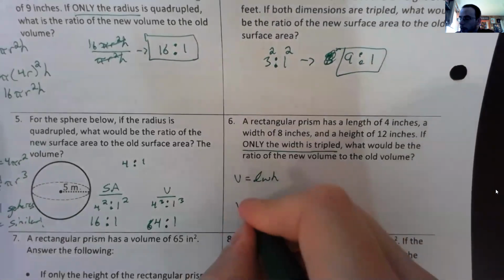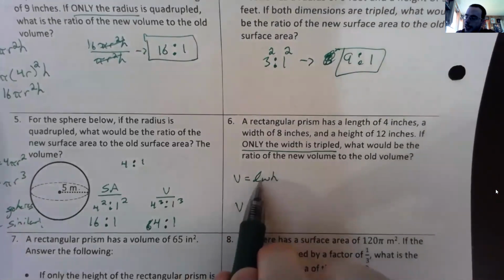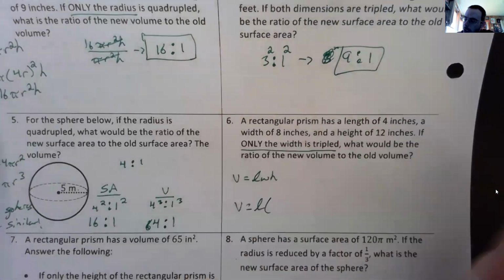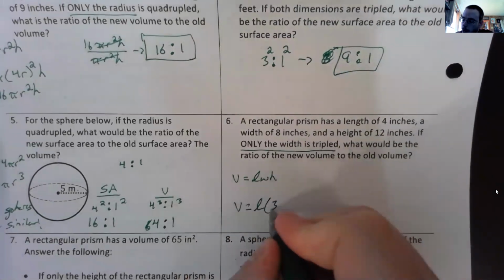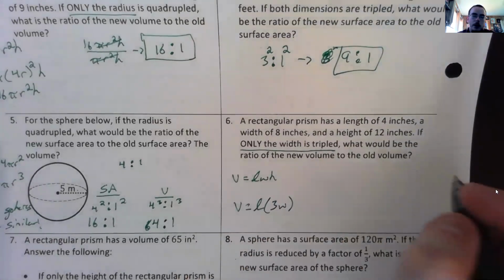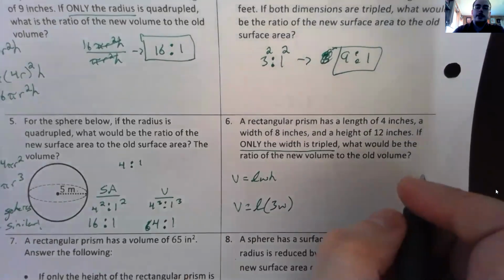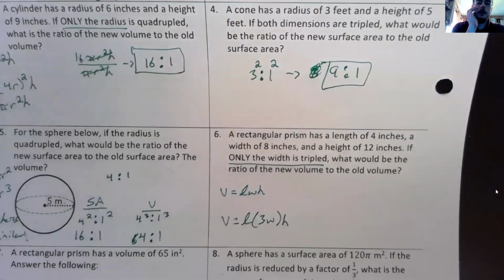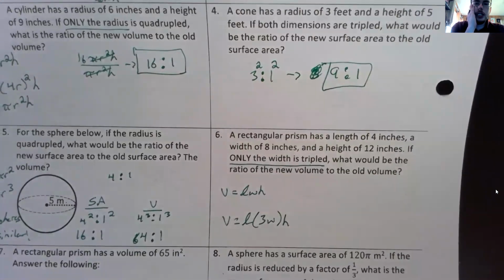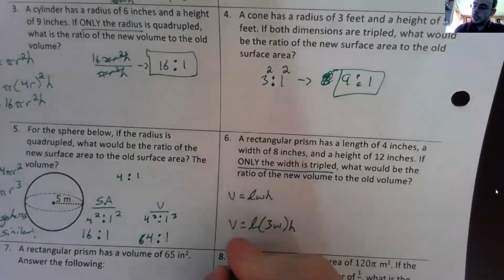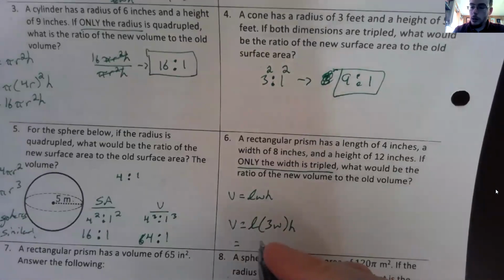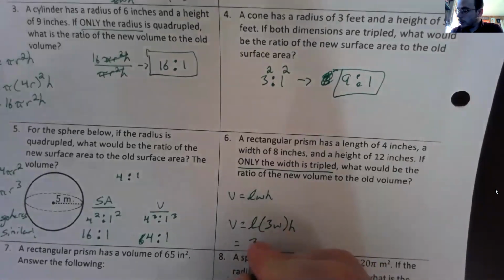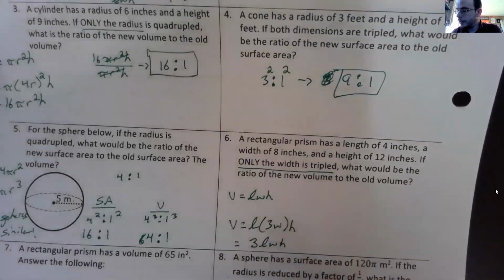Now our new volume: the length is untouched, but the width is tripled, so we're going to multiply it by 3. And our height is unchanged. So the length times 3 times the width times the height. When we simplify this, we get 3 times length times width times height.